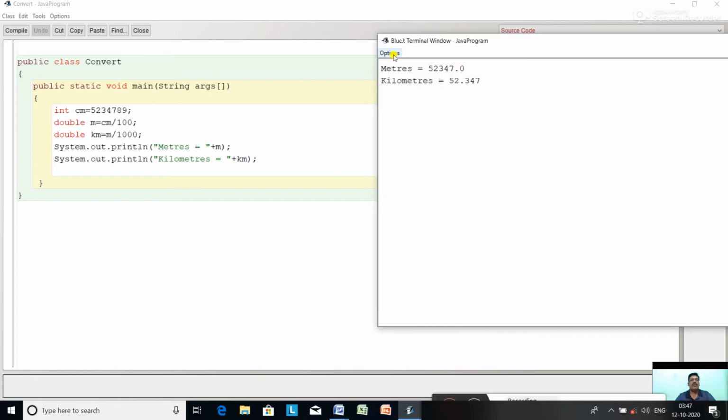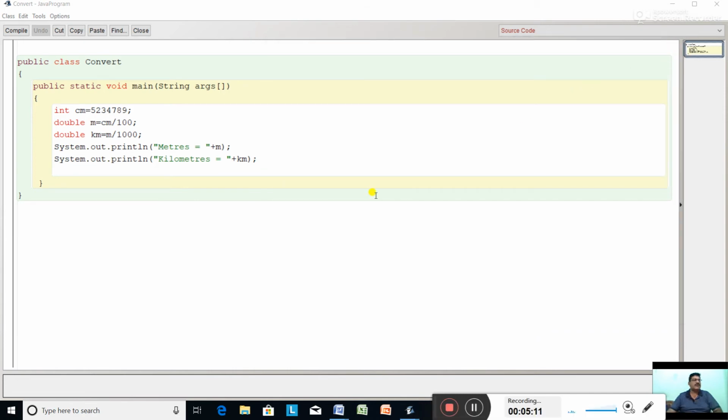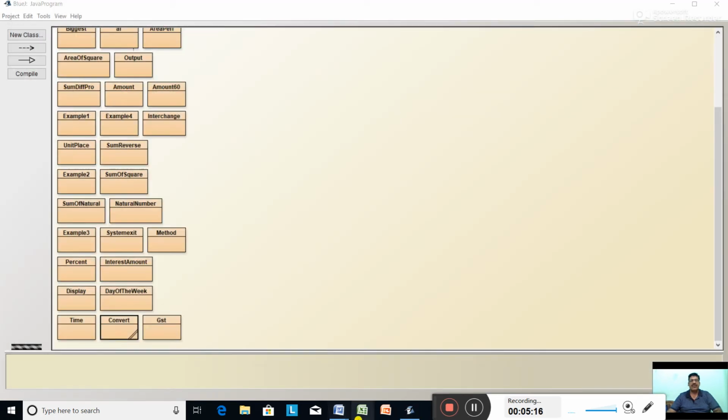See, this is the output of this program. Centimeters were taken, divided by 100, so became how many meters? 52,347 meters. Now divide meters by 1000, became 52.347 kilometers. Alright, so this was the last question of the exercise, programming question number 16.